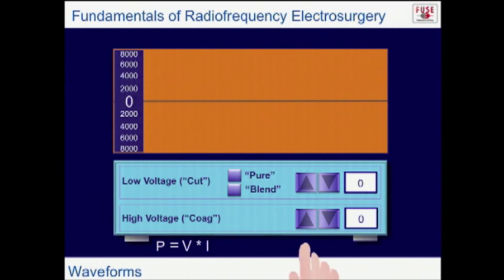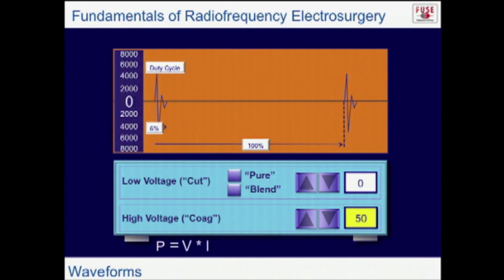Now, what about the coag side? So let's say set this at 50 and turn it on. Notice here that the current's only on a very short period of time, 6% duty cycle. So that means that we have to have much, much higher voltage. So this is the explanation about why there's much higher voltage with the coag output at the same wattage than the pure cut. We'll show you this in the lab today.